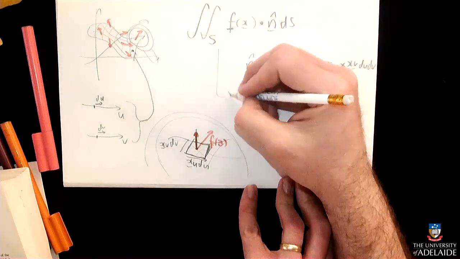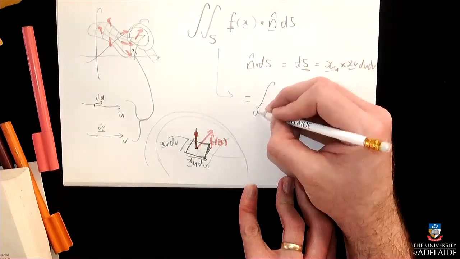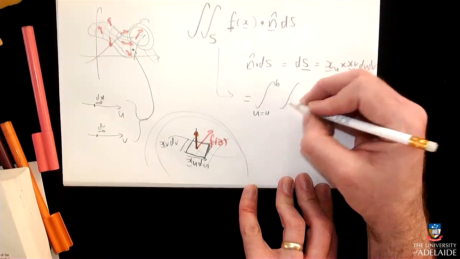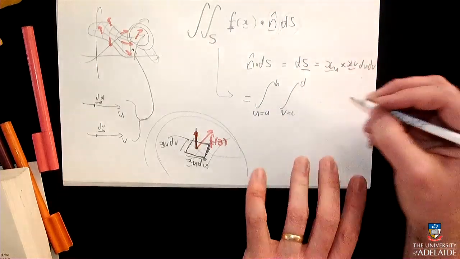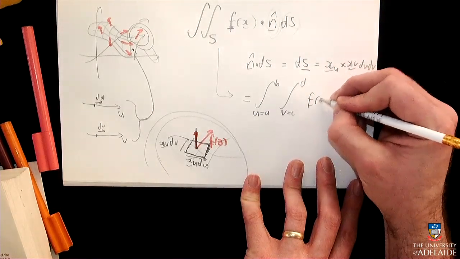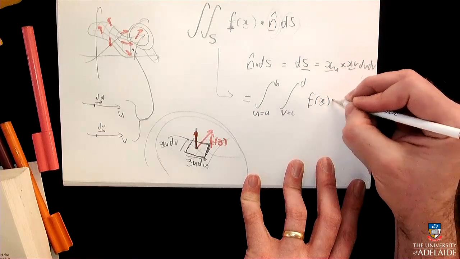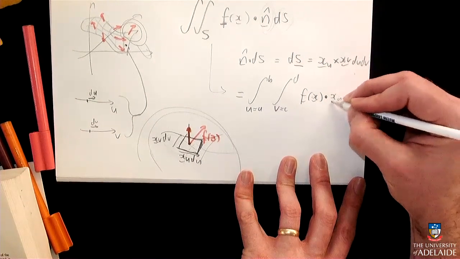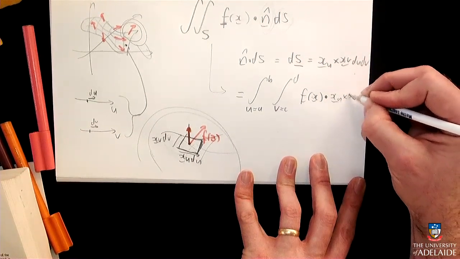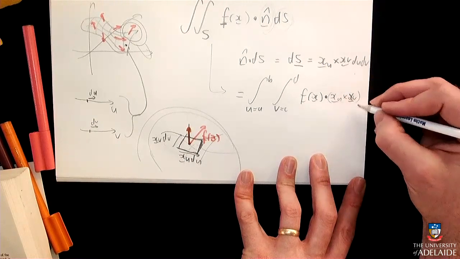And so we get that u goes from wherever it goes, v goes wherever it goes, f of x, and the x has the u and the v subbed in, du dv.